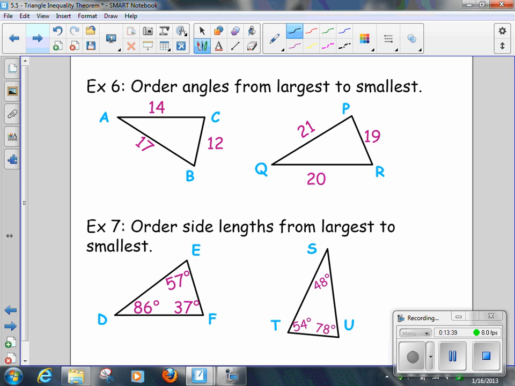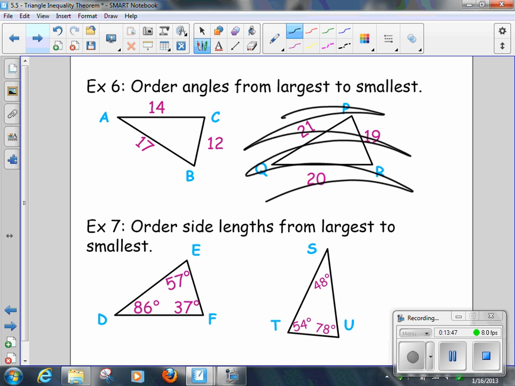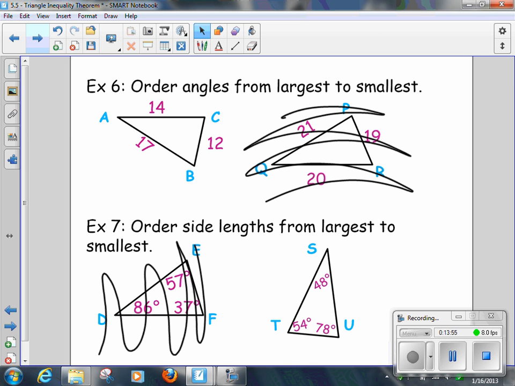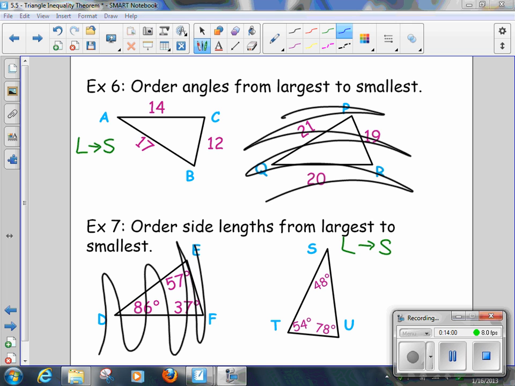I only want you to do triangle ABC. Do that one. And then do triangle STU down at the bottom. Do those real quickly, and you better read those directions carefully. Get into a good habit of using those inequality symbols, okay?